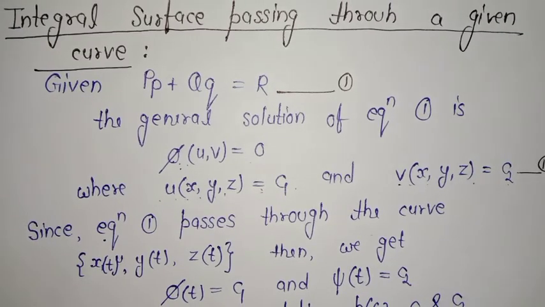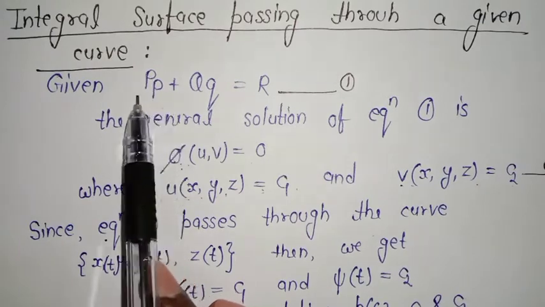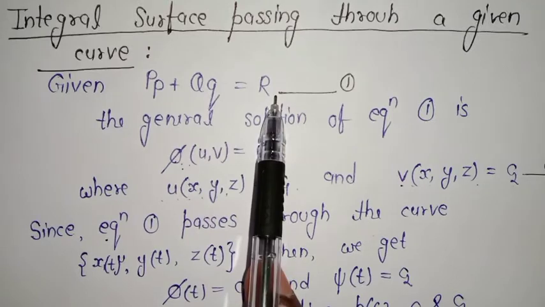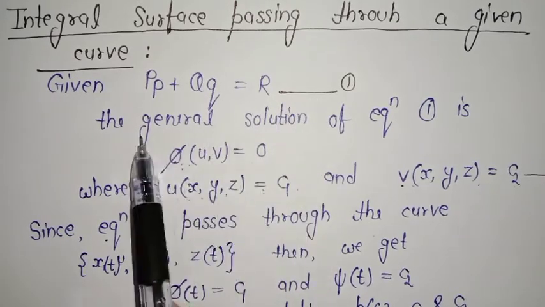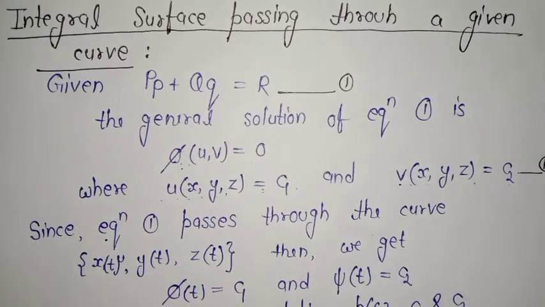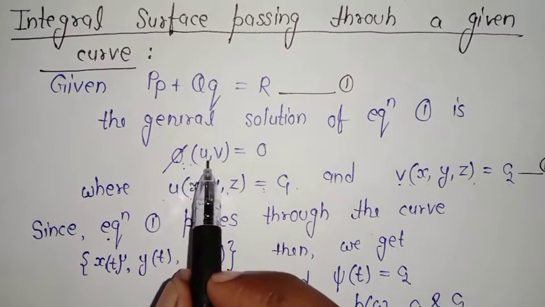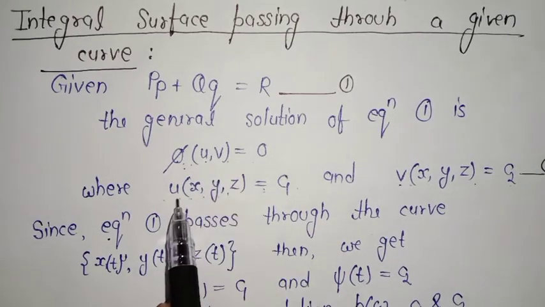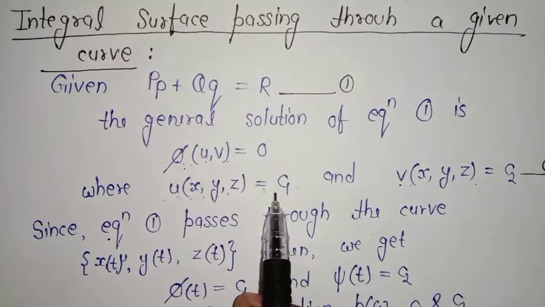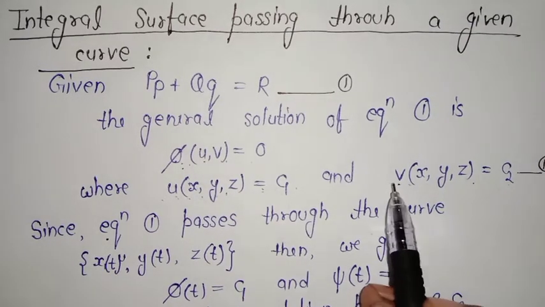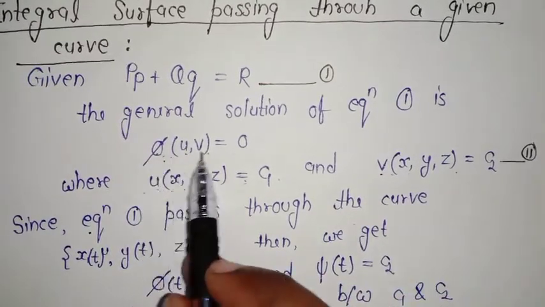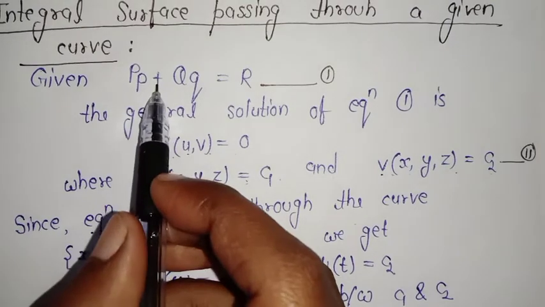In this type of question, firstly we are given a function of this form, the quasi-linear equation Pp plus Qq is equal to capital R. This is our equation number 1. The general solution for this equation can be obtained by using Lagrange's auxiliary equation, and after solving we get two constants, C1 and C2. I am taking them as u and v, because u of x, y, z is equal to the first arbitrary constant C1, and v of x, y, z is equal to the arbitrary constant C2. In this form we can write the general solution for this equation.